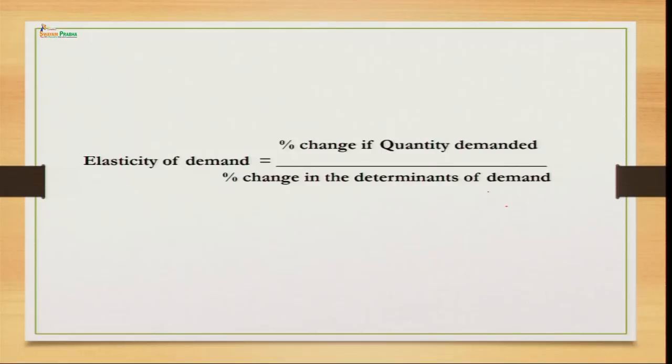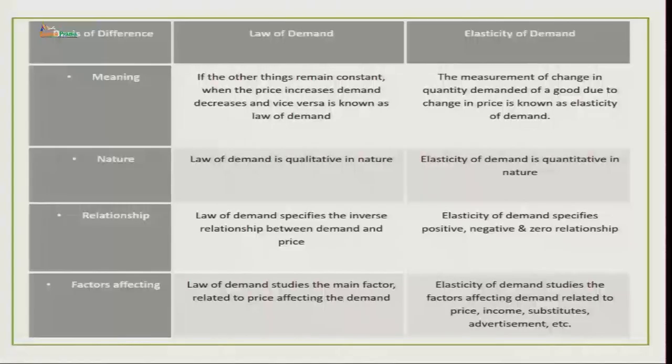So, right now we are saying that elasticity of demand is equal to the percentage change in the quantity demanded divided by the percentage change in the determinants of demand, right. Now, here we are going to understand the difference between the law of demand and the elasticity of demand. As you all know what law of demand is and what elasticity of demand is, now you will be able to make out the difference between these two concepts.